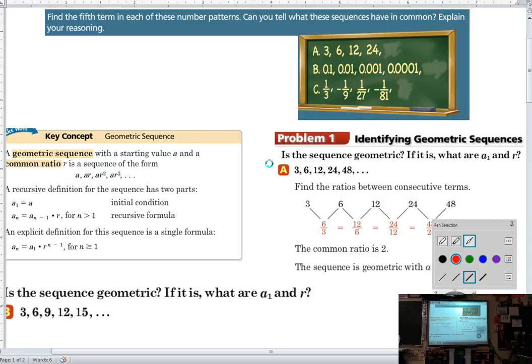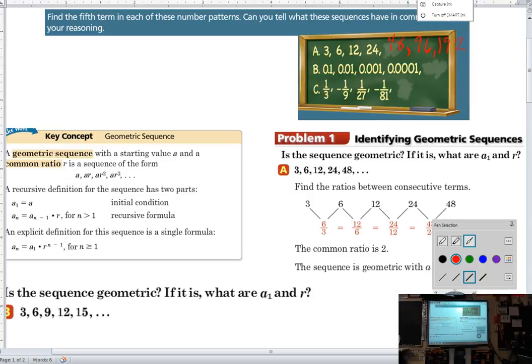So in B, while this loads, if B starts with a tenth, goes on to 100th, goes on to 1,000th, goes on to a 10,000th, what do you think the next one is? 100,000th, and then a millionth, and then 1/10 millionth, and 100 millionth, and so on.